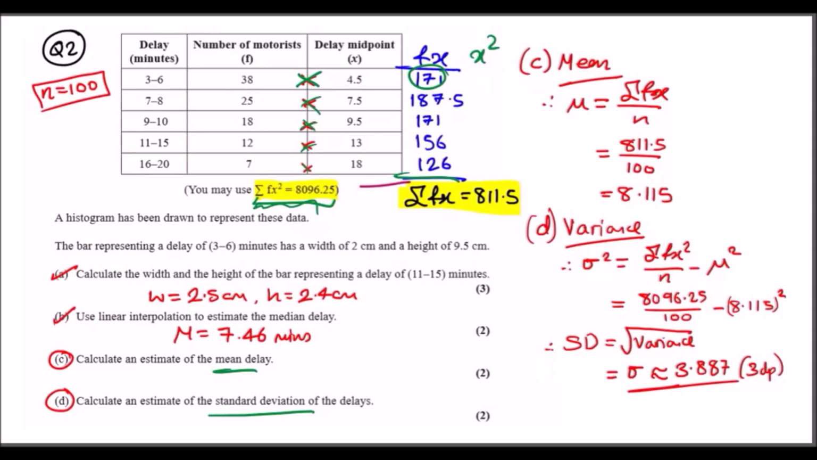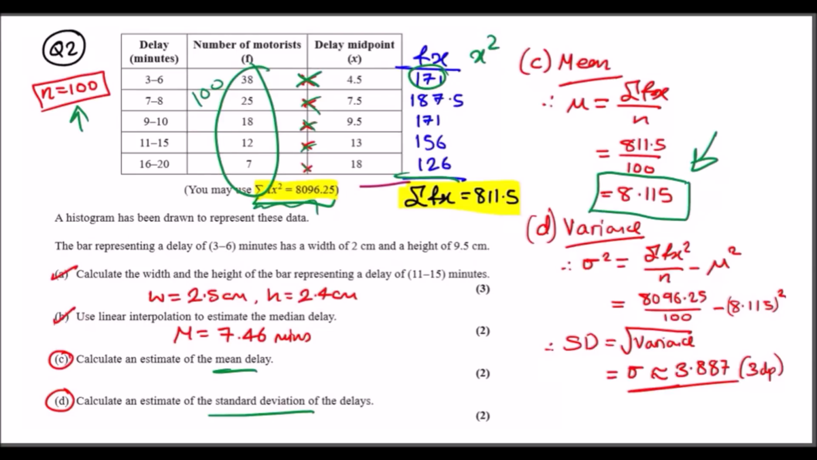Now using the mean formula is easy. It's just the sum of fx over n. And we know that the number of motorists was 100 because these add up to 100. So just sum of fx, so 811.5 over 100, and that'll give us the mean. So it should be around this. But yeah, guys, let me know if you get something similar, yeah?